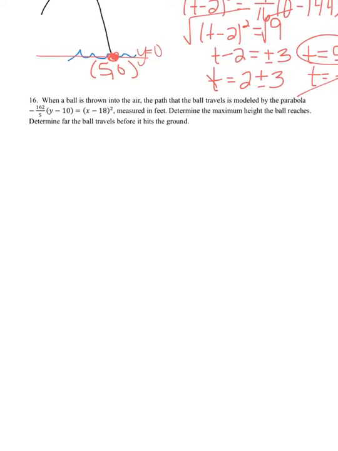And then this last one here. When a ball is thrown into the air, the path that the ball travels is modeled by that parabola. So this question already gives you the vertex form, so that's actually kind of nice for us. I'm going to go ahead, though, and switch this around. So x minus 18 squared equals 4p, which is messy, but that's okay, y minus 10. So a ball is thrown into the air, so that looks like this, right?